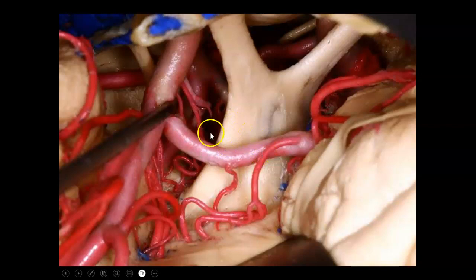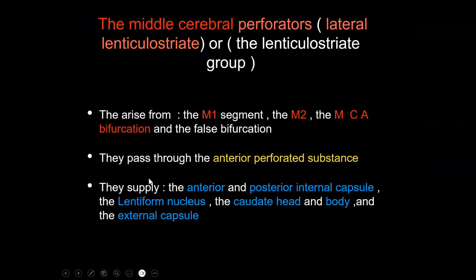Another view, very nice view, looking from above, looking from the left side of the patient, and here is the anterior cerebral artery, and we have the recurrent artery of Hubner passing from medial to lateral. Here it is arising from the distal A1, not the proximal A2, distal A1 and passing posterior.